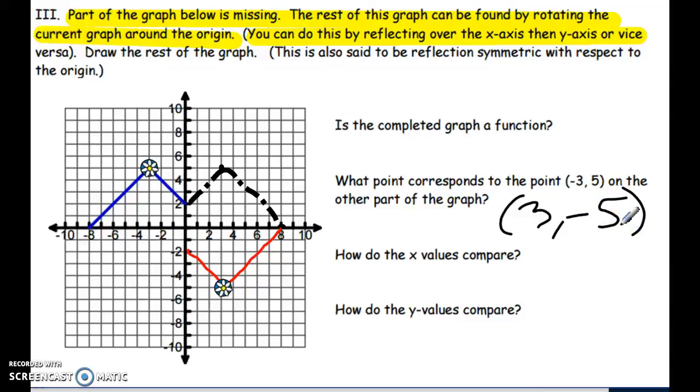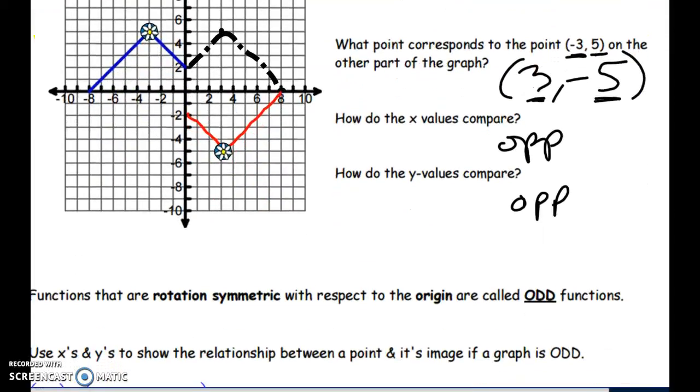We're going to do the same kind of comparison as we've done before. The x values are the opposite. The y values are also opposite each other. So when you reflect about the origin, your x values and your y values both become the opposite of their pre-image point.